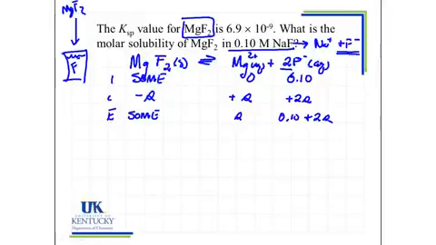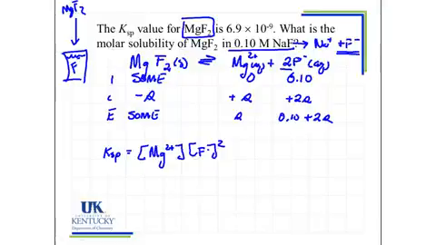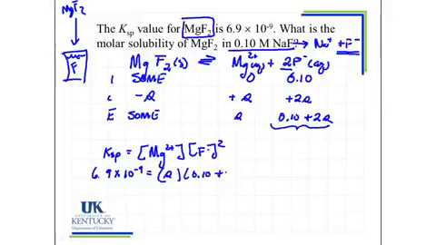As I write the KSP expression, I will write it first. I won't even think about what I see there. I look at the reaction itself and I write magnesium times fluoride squared. Now I'm ready to plug in what I know. I know KSP's value was 6.9 times 10 to the minus 9. The magnesium is represented with S, and the fluoride, we look right here, it's 0.10 plus 2S, and now I'm ready to square that value.